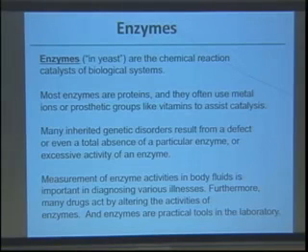And there are other examples of enzymes that are made out of RNA, but in most cases in cells, enzymes are proteins. They often use metal ions or other kinds of smaller molecules. We call these prosthetic groups, like vitamins, to help out catalysis. And as we said, many inherited genetic disorders result from a defect or sometimes even a total absence of a particular enzyme, or sometimes an excessive activity of an enzyme.